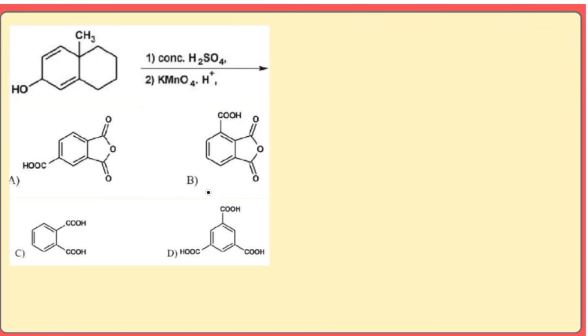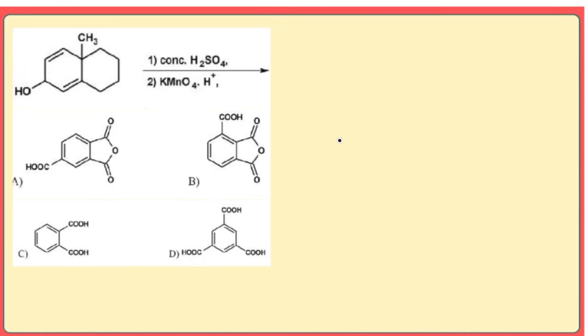Ready? Let's dive in. As an organic chemist, how do I solve this question? First, I will study the reaction conditions given here. There is an organic molecule with alcohol as a functional group. It is treated with concentrated H2SO4 followed by KMnO4 in acidic medium. Then I will look at the options given.